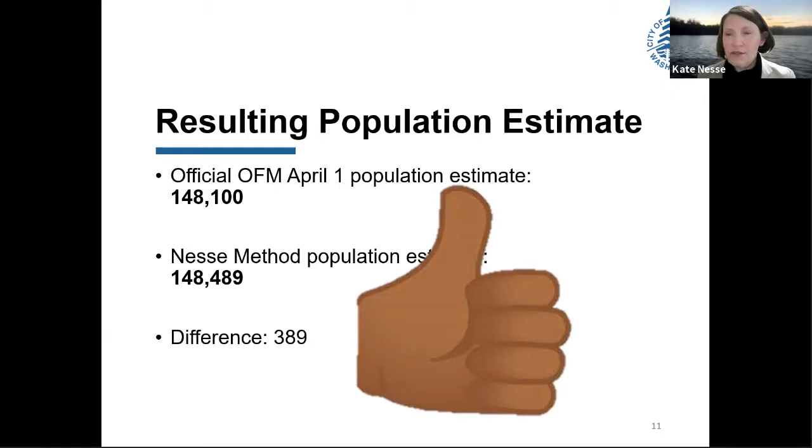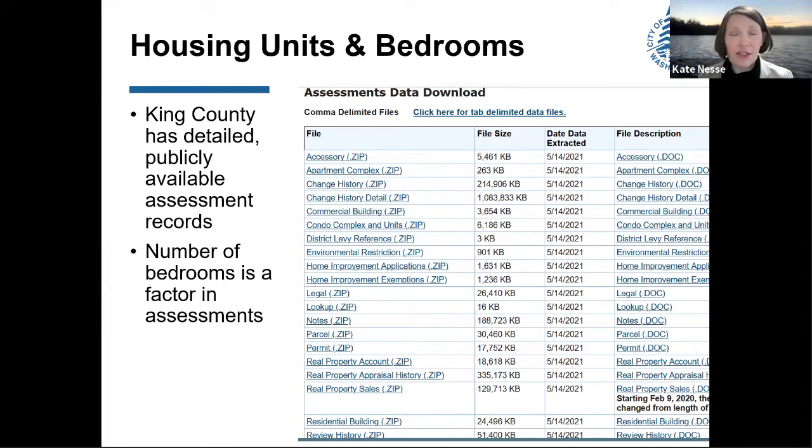So where does all of this data come from? Well, I've alluded to it. I've mentioned this at the beginning of the presentation, but the housing units and the number of bedrooms comes from the county assessor's office. Bellevue is fortunate to be located in King County, which has very detailed and publicly available assessment records. You can download the assessment files on the website. Very handy, not possible in all counties. Not possible even in all of the counties in our metro area.